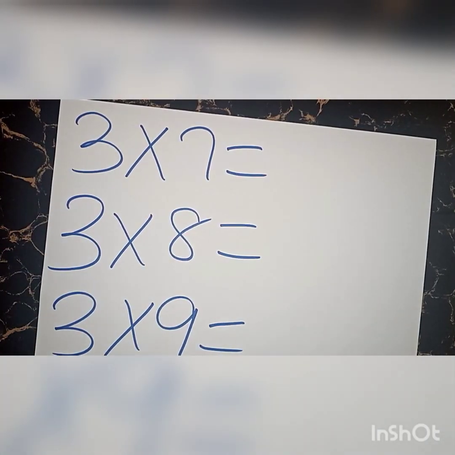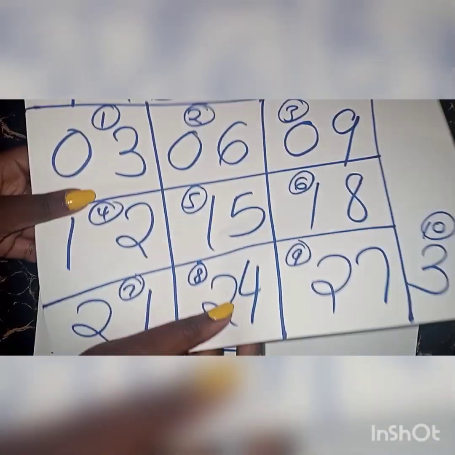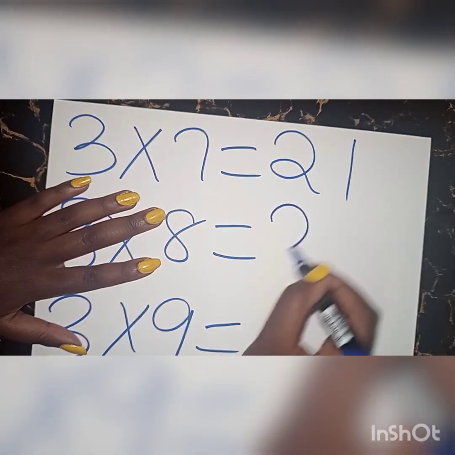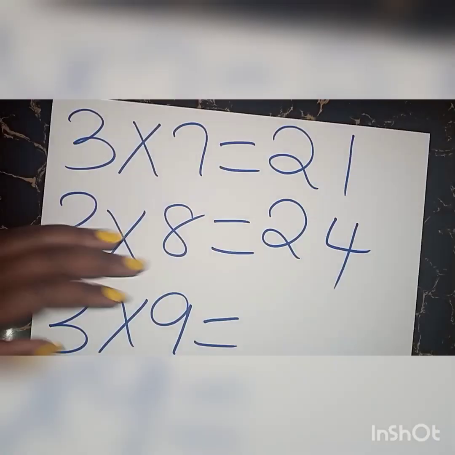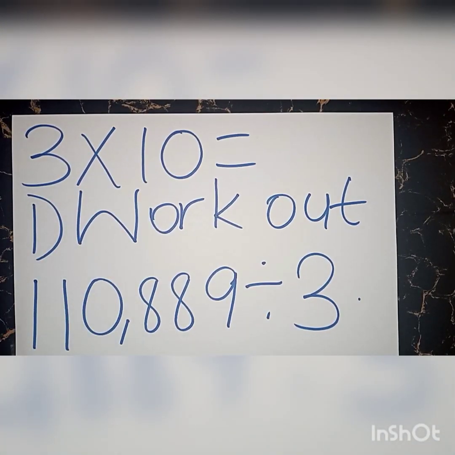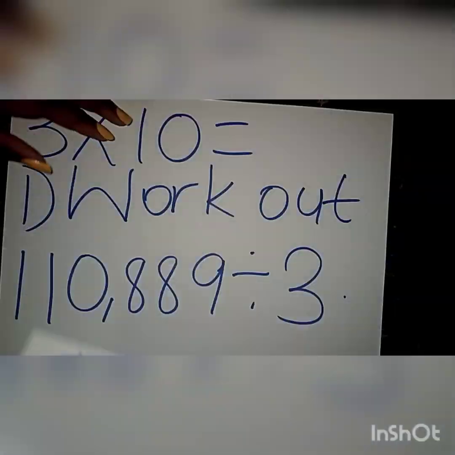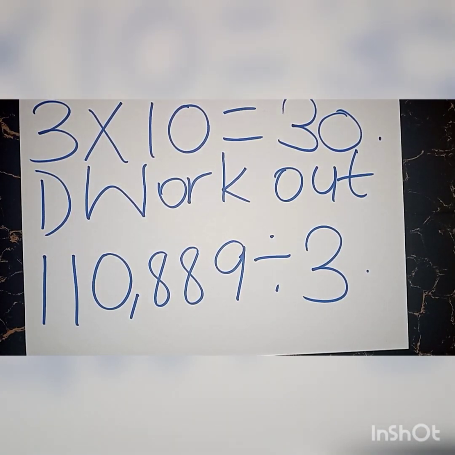3 times 7 is 21. 3 times 8 is 24. 3 times 9 is 27. And last but not least, 3 times 10 is 30. Are we together? And just like that, we have table 3. Do you see how easy that was?